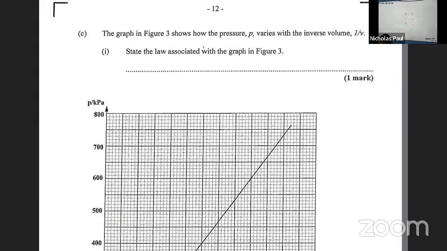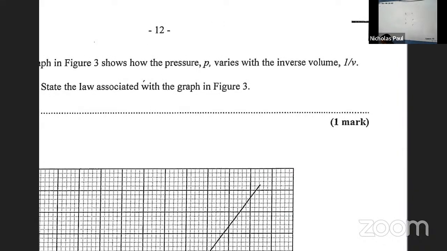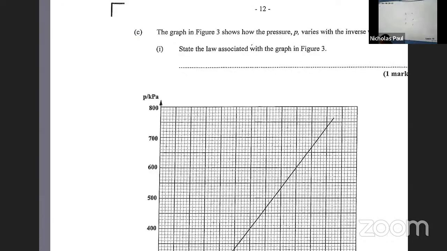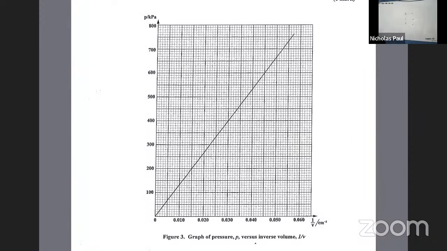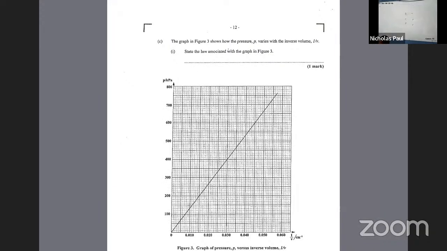Next. The graph in figure 3 shows how pressure varies with inverse volume. Name the law associated here. Whose law is that? Boyle's, right? Why is the graph upside down, different to the one I gave you? Because the x is 1 over V. So pressure is proportional to 1 over V. The one I gave you was for pressure and V. So pressure is inversely related to volume. So the law there is Boyle's law. Everybody okay with that?